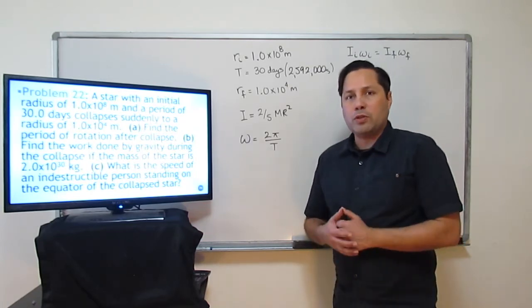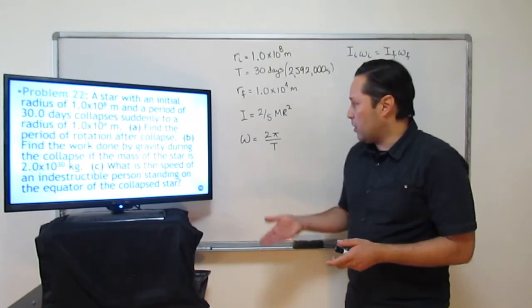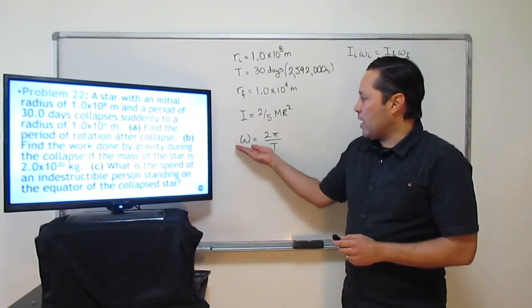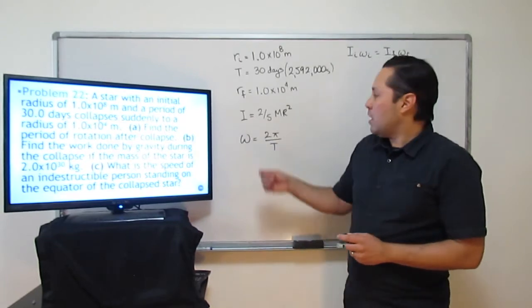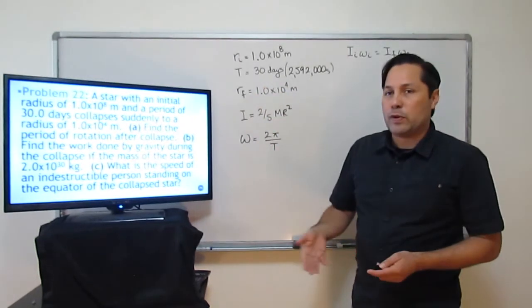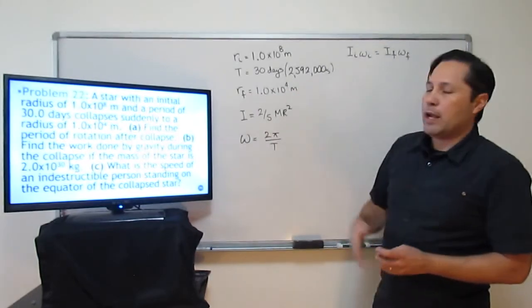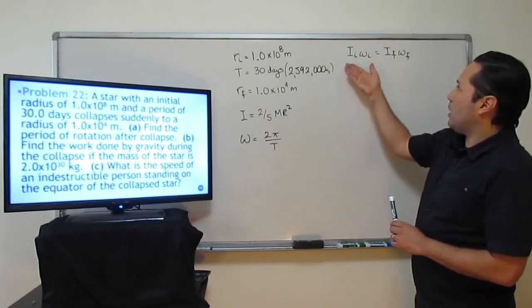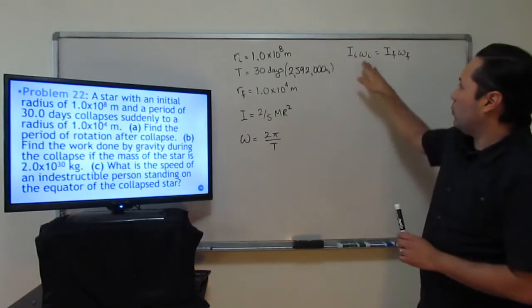A couple of things we need to keep in mind. This star is a solid sphere, so its moment of inertia is going to be 2/5 mr squared. Also, for the angular speed, we can find it by multiplying 2 pi over the period. The period was given to us in days, so we're going to change it to seconds, so our answer will be in rads per second at the end. All right, so now let's solve for this one using the formula.